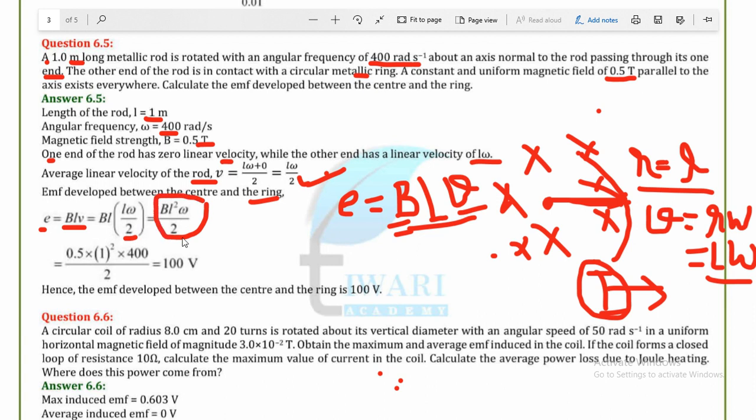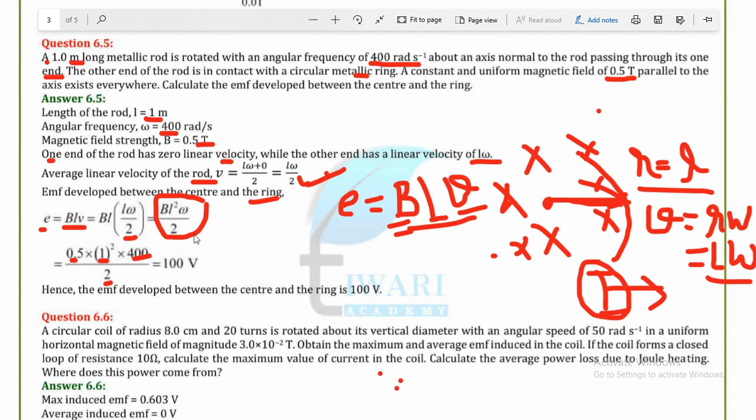Okay. Now we have values of all these variables. Like B is 0.5 Tesla, L is 1 meter, omega is 400 radian per second. So put these values. This is the value of B, this one is the value of L, this one is the value of omega upon 2. Because all of them are in MKS system, there is no need to change these units.